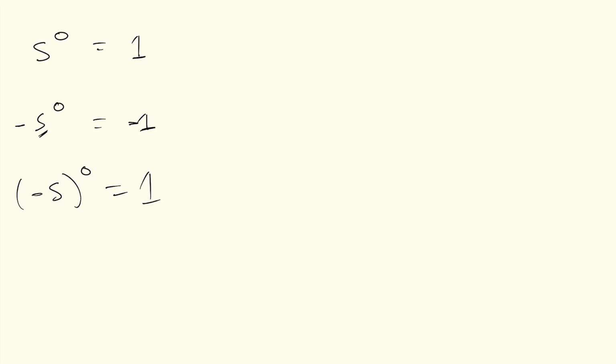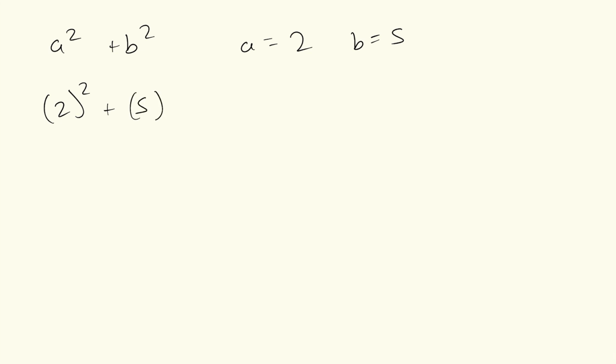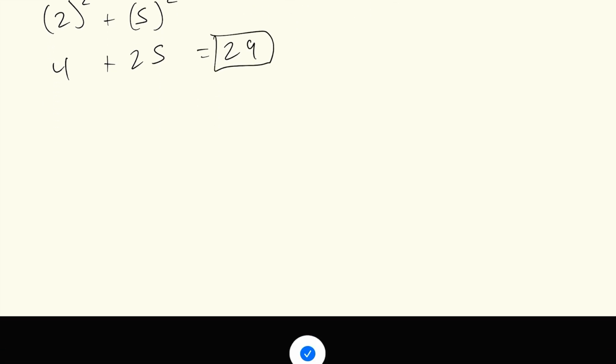Now, let's try to evaluate expressions with exponents in them. Let's do a squared plus b squared, and let's make a equal to 2 and b equal to 5. Now to do this, all you have to do is plug those values in. So we go 2 squared plus 5 squared, and that's going to be equal to 4 plus 25, which is equal to 29. So that's your answer for that.